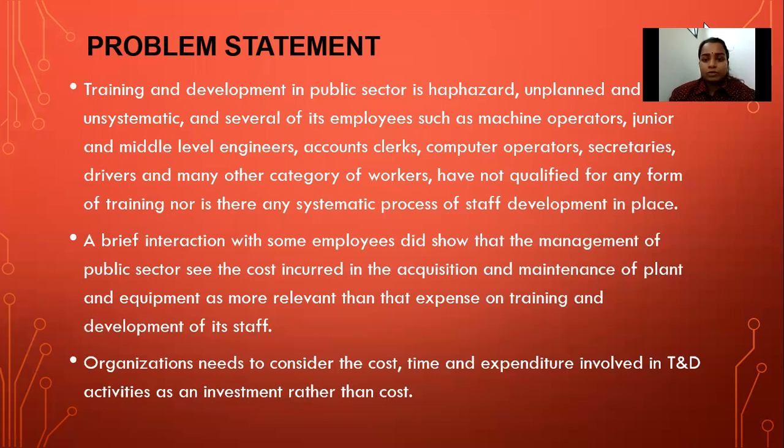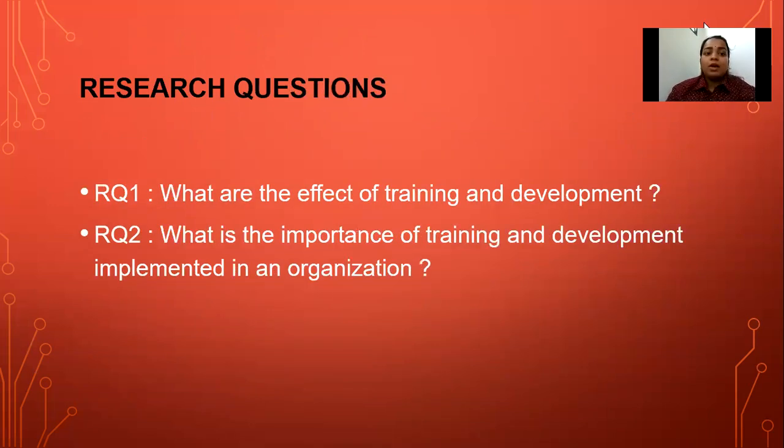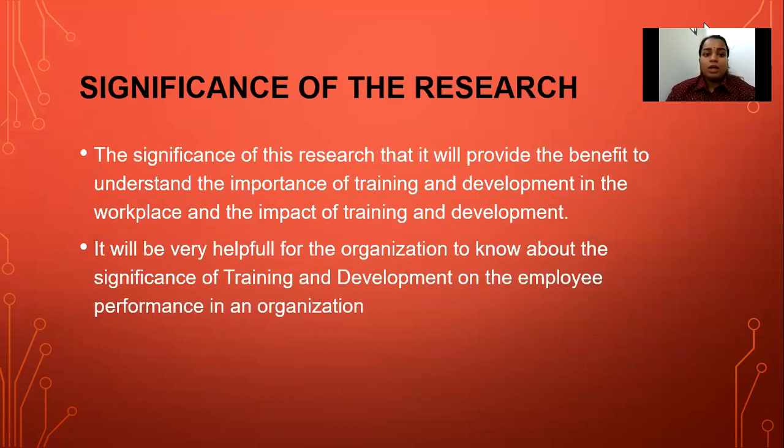For the research objectives, the first objective is to identify the effect of training and development methods on employee performance. And the second objective is to determine the importance of training and development on employee performance. For the research questions, the first question is what are the effects of training and development? The second question is what is the importance of training and development implemented in an organization?